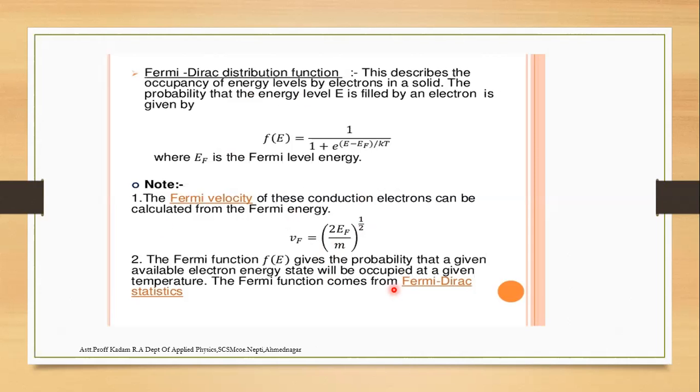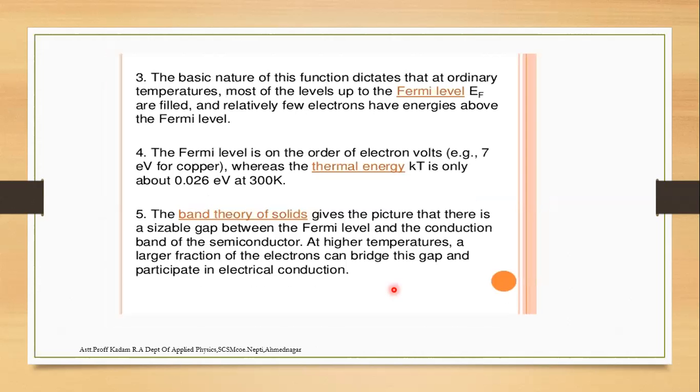And then we know the Fermi Dirac statistics is the basic nature related to the Fermi level. The Fermi level is of the order of 7 electron volts for copper, and the thermal energy is 0.26 electron volt at 300 Kelvin.